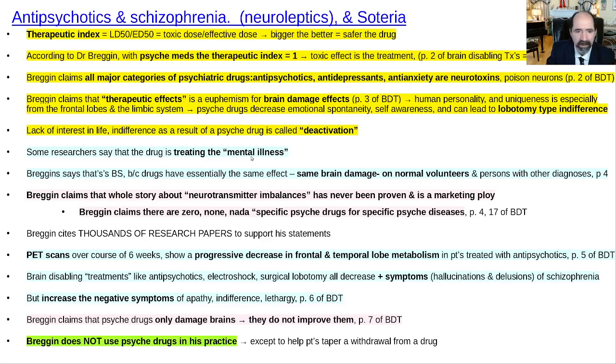Breggin claims the whole story about neurotransmitter imbalances was never proven. It's a marketing ploy. He says there are zero, none, nada, no specific psych drugs for specific psych diseases. He says the entire concept in psychiatry of a specific drug for a specific common psychiatric disease is not true. And again, I have all the page numbers for these statements, and they're coming from Breggin's book, Brain-Disabling Treatments in Psychiatry.